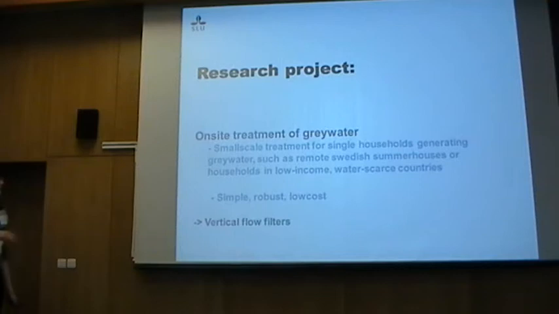What we're doing is small-scale treatment for single households generating greywater, such as remote Swedish summer houses or households in low-income, water-scarce countries. So those households will use a dry toilet, and all the wastewater that they are generating in their households is going to be bath, shower, and laundry water. That is greywater. We want something that is really simple, robust, and low cost. So we are looking into vertical flow filters.